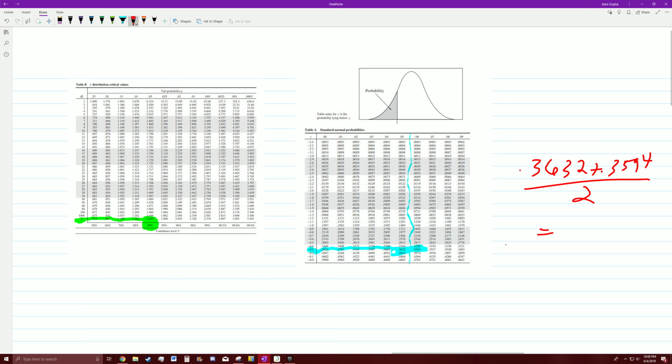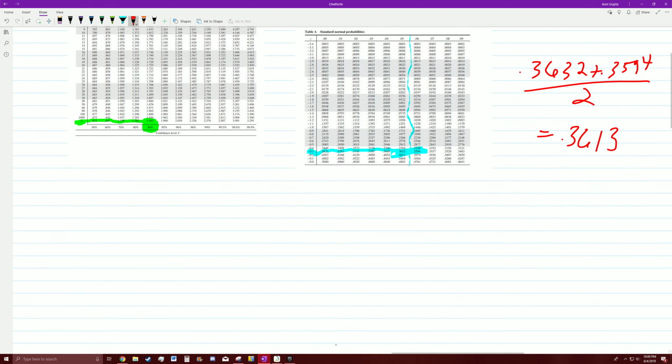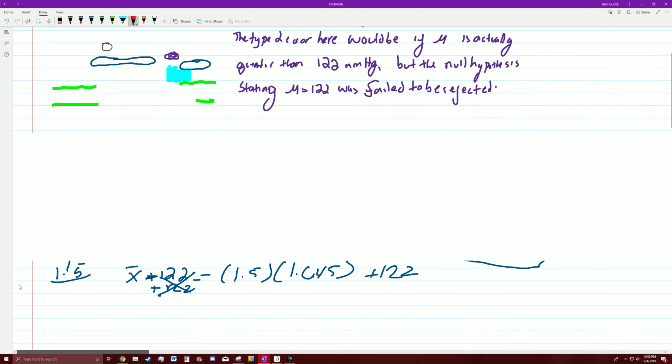0.3632 divided by 0.3, or plus 0.3594 divided by 2 is equal to 0.3613. Okay. Well, this actually isn't the whole part of the question. This is for everything below, but I believe we wanted the values above.